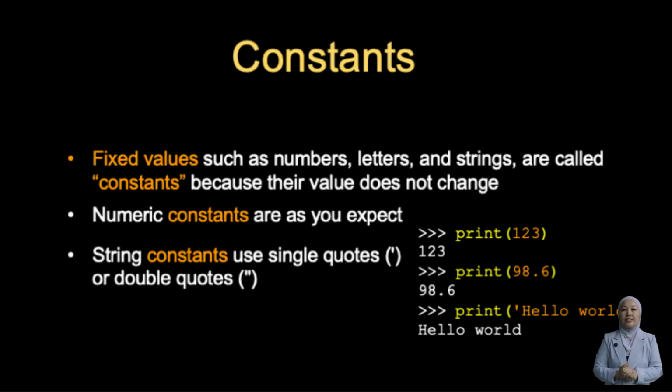We start with the simplest elements, constants. These are fixed, literal values. Their value does not change. You have numeric constants like 123 or 98.6. And you have string constants, which are sequences of characters enclosed in either single or double quotes, like 'hello world'. When Python sees these in your code, it understands them as specific, unchanging pieces of data. You can print them directly as shown in the shell examples.